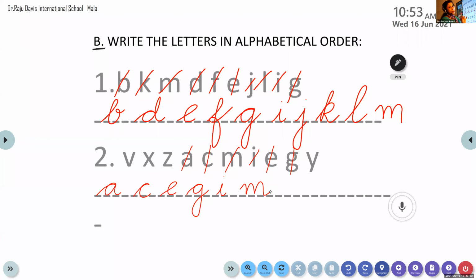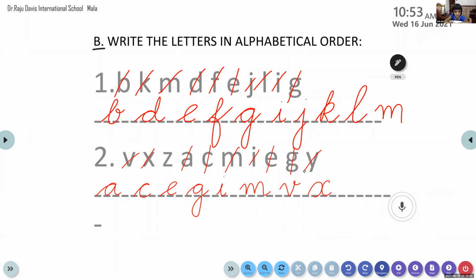K, L, M, N, O, P, Q, R, S, T, U, V. All these letters are not there. So the next letter comes as V. So we have to write V here. Very good, Ahlam. Then which is the next letter? X. Yes, very good. X. Next letter? Y.